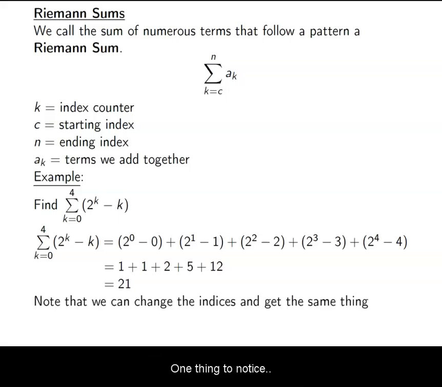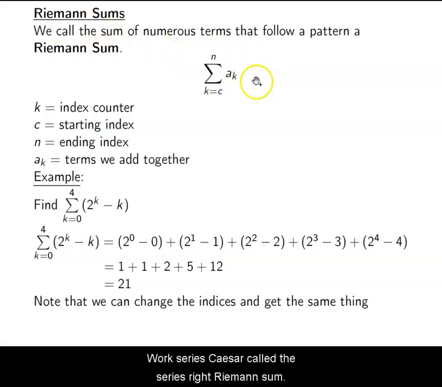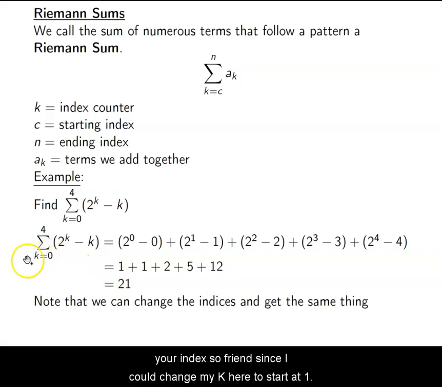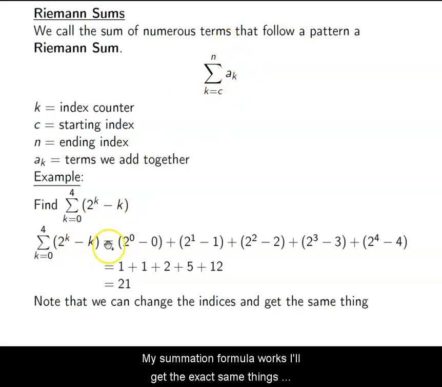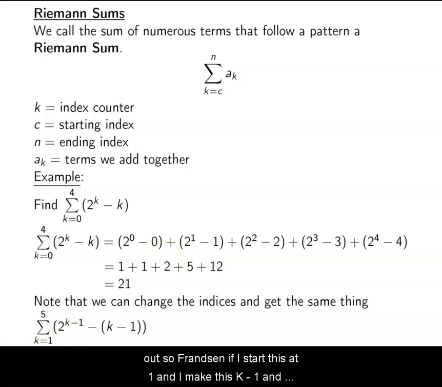So one thing to notice about these, which are called series, a Riemann sum, is that you can get the exact same thing out by changing your index. For instance, I could change my k here to start at 1, and if I change the way that my summation formula works, I'll get the exact same things out. If I start this at 1 and I make this k minus 1 and this k minus 1, I get the exact same thing out.